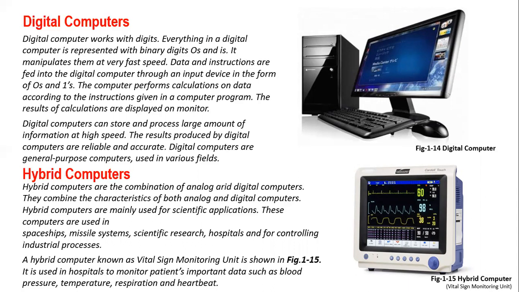The very third form is hybrid computers. Hybrid computers are the combination of previous two types, which were analog and digital computers. They combine the characteristics of both analog and digital computers. Hybrid computers are mainly used for scientific applications. These computers are also used in spaceships, missile systems, scientific research, hospitals, and for controlling industrial processes.